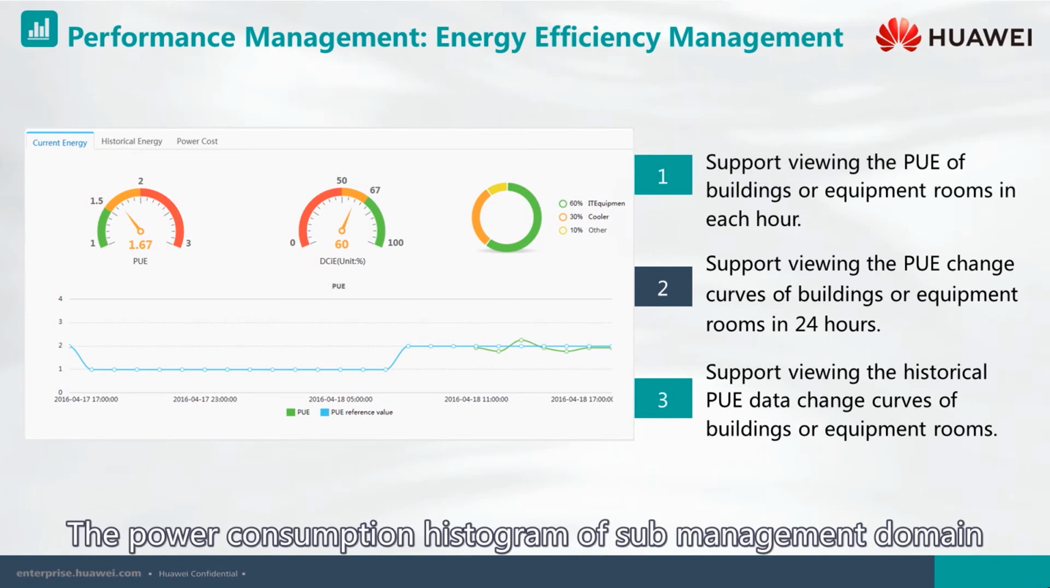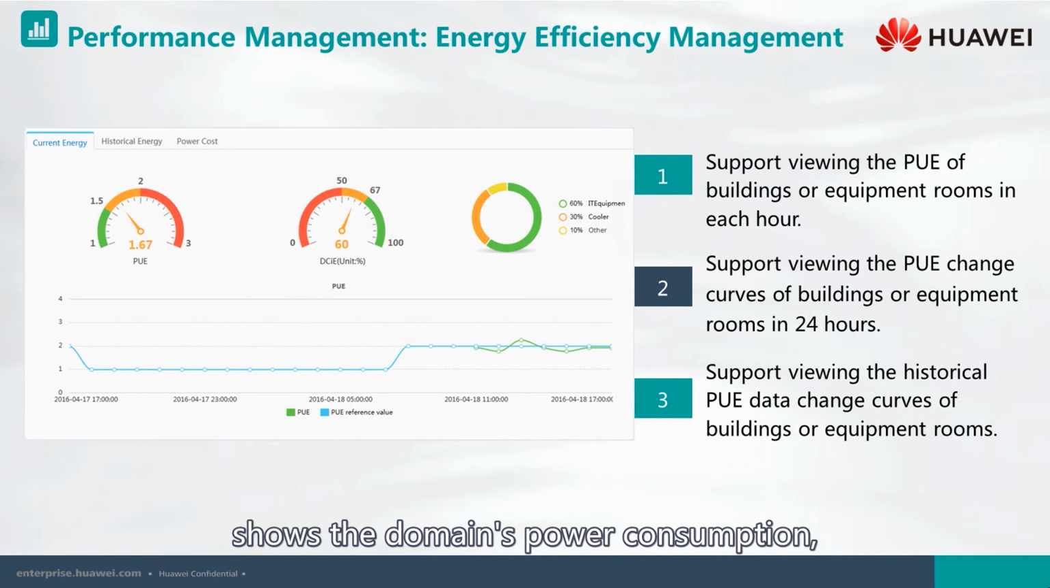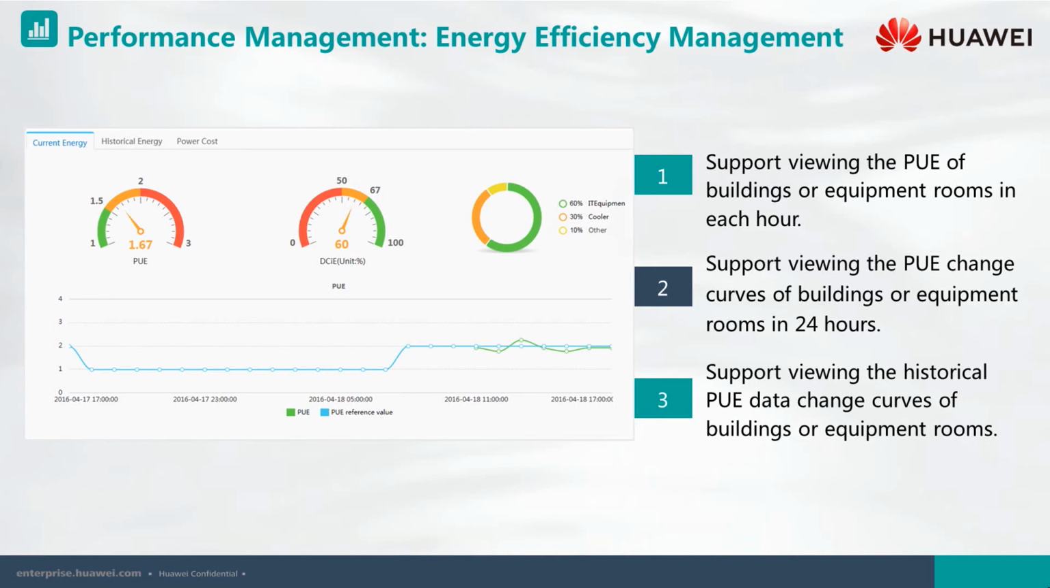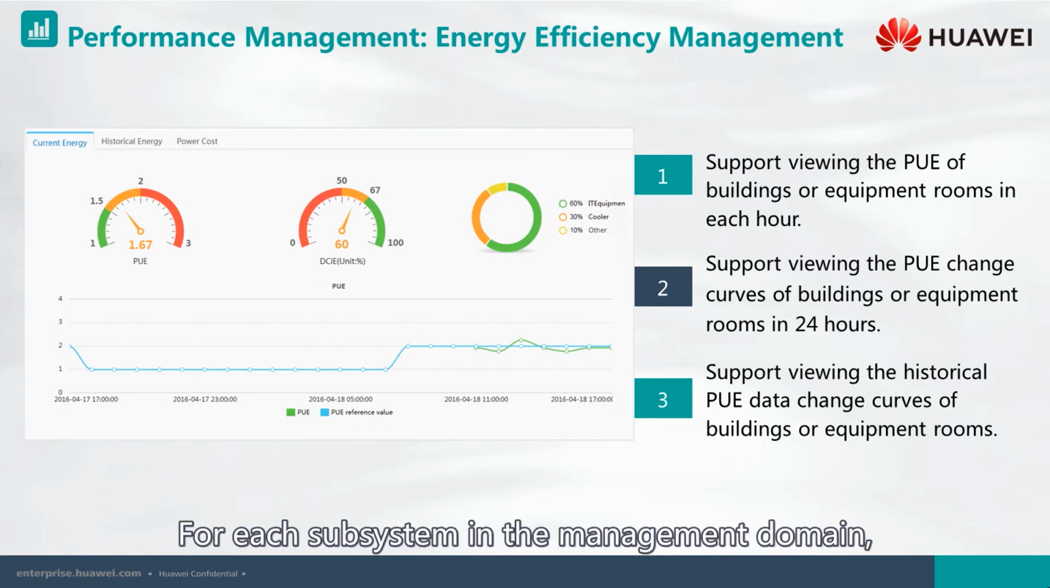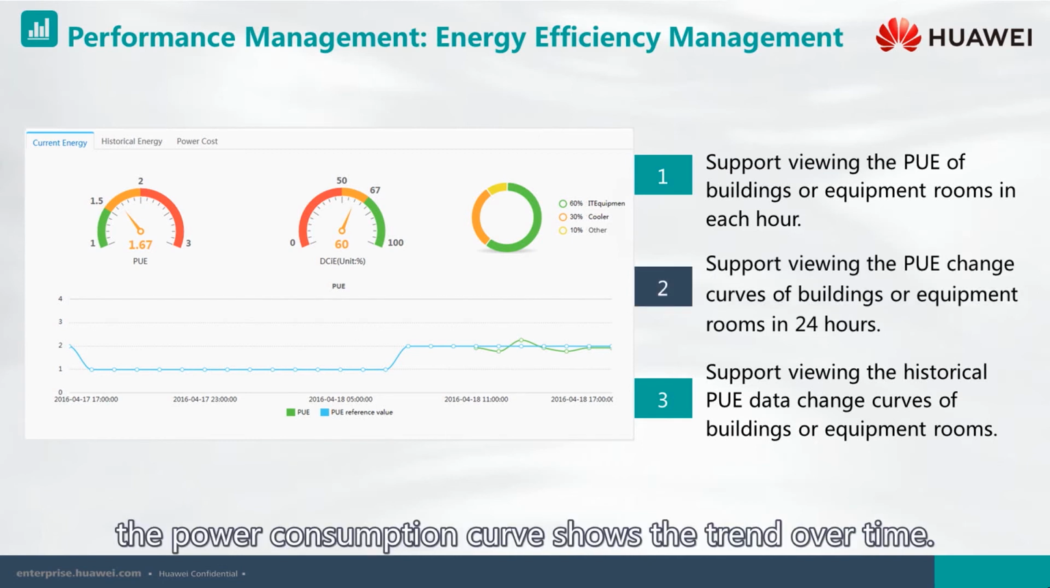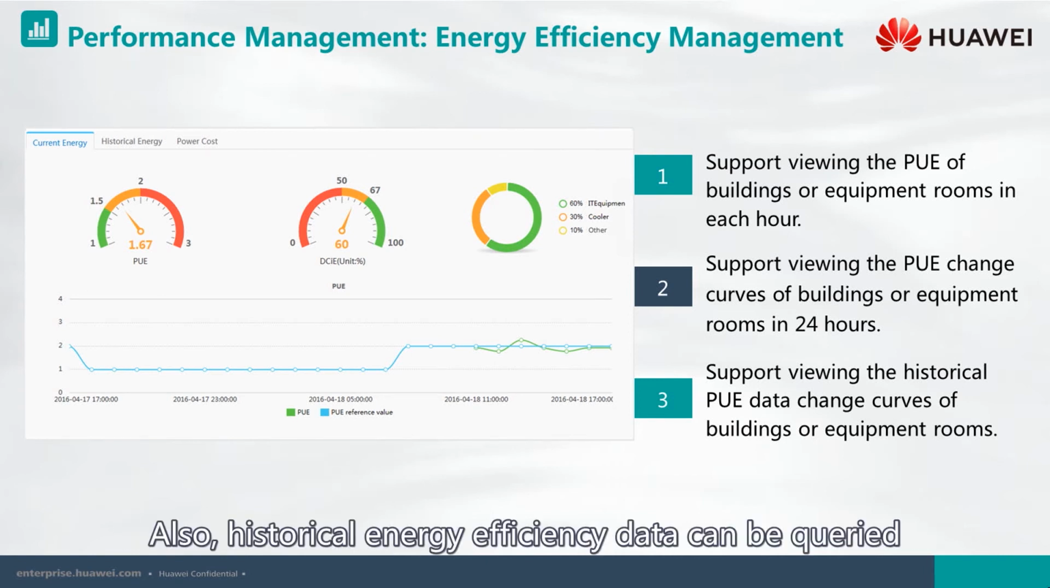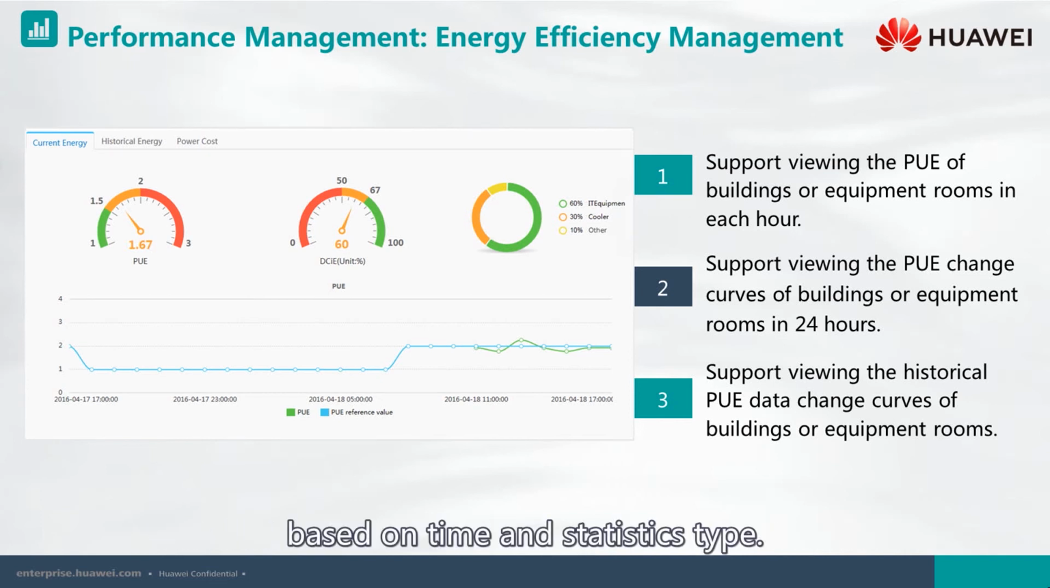The power consumption histogram of sub-management domain shows the domain's power consumption, such as for a computer room or modularization. For each subsystem in the management domain, the power consumption curve shows the trend over time. Also, historical energy efficiency data can be queried based on time and statistics type.